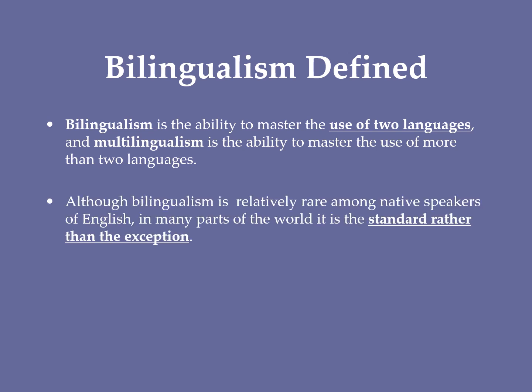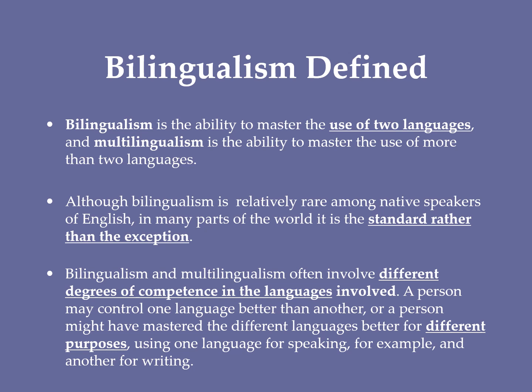And although bilingualism is relatively rare among native speakers of English, in many parts of the world it is the standard, rather than the exception, to know at least two languages. And bilingualism and multilingualism often involve different degrees of competence in the languages involved. So a person may control one language better than the other, or they might have mastered both of the languages equally but for different purposes. For example, using one language for speaking and another for writing.